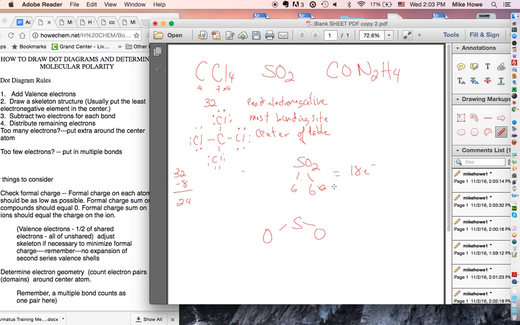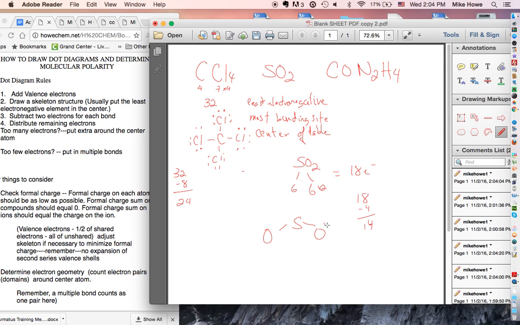So the total electrons are 18. We have 4 in our picture right now. Take away 4. So I'm on step 2 where you draw a skeleton structure, and I'm actually on step 3, I guess. Subtract electrons, 2 electrons per bond. So that would give me 14 electrons to put in after I take those 4.